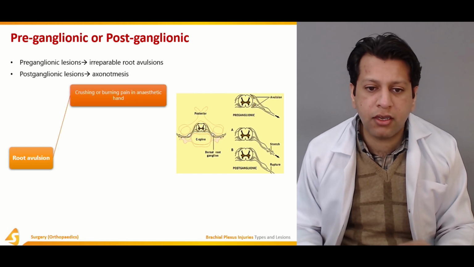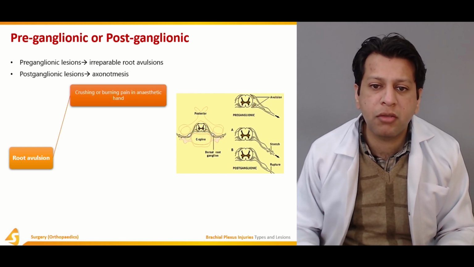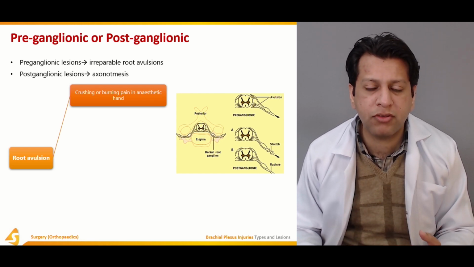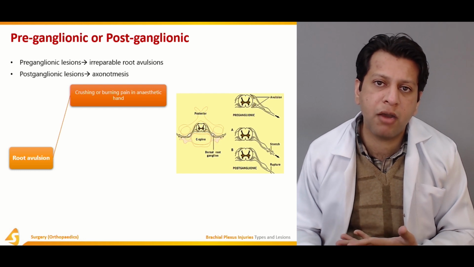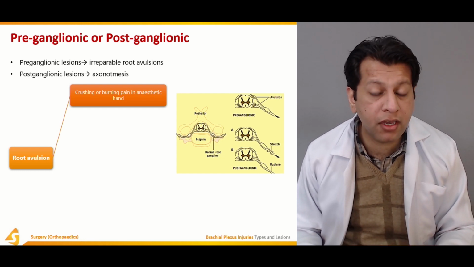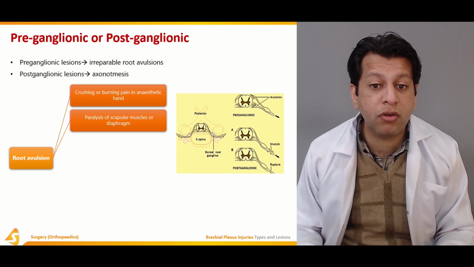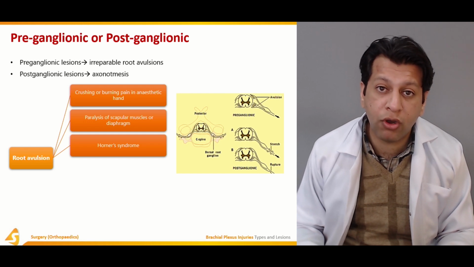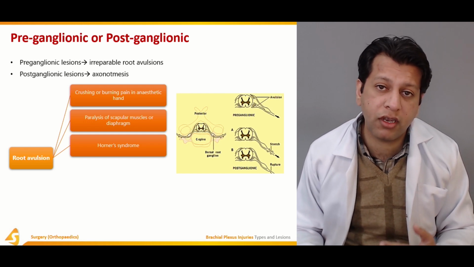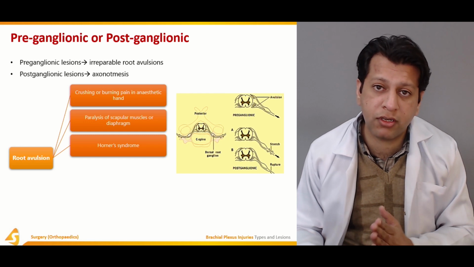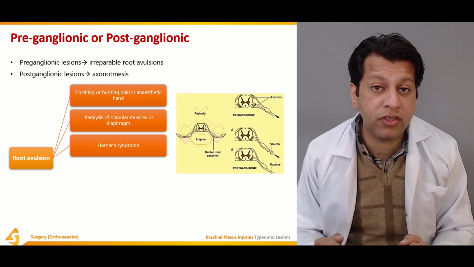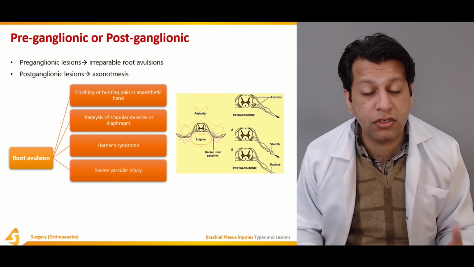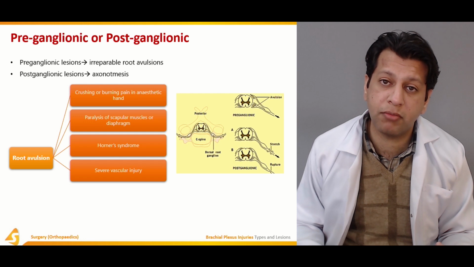The symptoms could include crushing or burning pain in the anesthetic hand. The hand may be numb. In the lateral part of the shoulder, arm, and forearm there may be a tingling sensation. There may be paralysis of the scapular muscles and the diaphragm if the upper roots are involved. Association with Horner syndrome can take place, especially at the C5 to C7 levels, and may present with anhidrosis, miosis, and ptosis as well. There may be a severe vascular injury, and the subclavian artery or axillary artery may be involved as well.